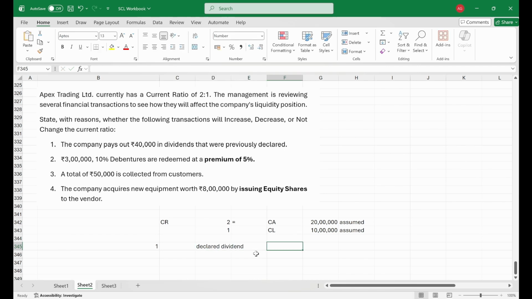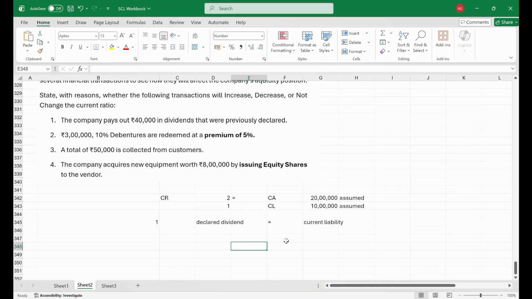What is declared dividend? Declared dividend is that dividend the board of directors had proposed and the shareholders have approved. Proposed dividend is not a liability, but declared dividend is a current liability. Therefore, when the company pays off the declared dividend, there will be a reduction in current liability. So my opening current liability was 10 lakhs. When I pay off, my current liabilities will go down by 40,000.